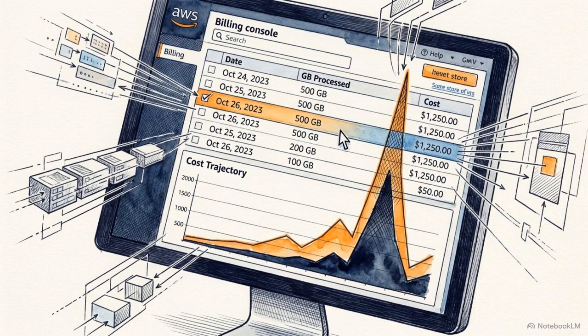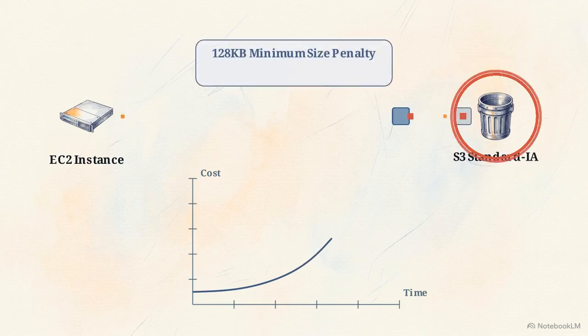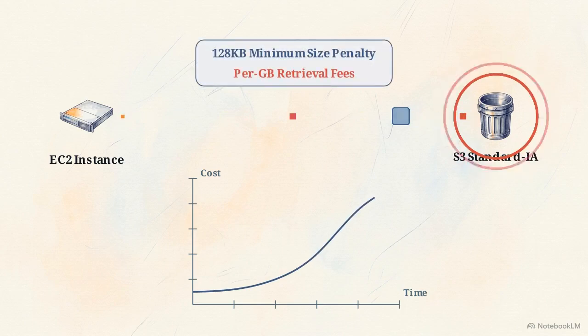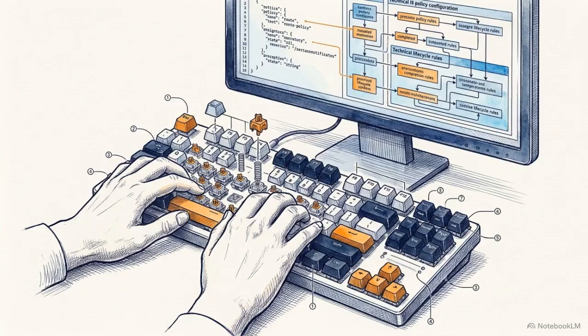AWS offsets the lower storage costs by charging a retrieval fee per gigabyte processed whenever you access the data. If your architecture dumps millions of tiny logs or highly active files into these tiers, the combination of minimum size penalties and retrieval fees will rapidly outpace any base storage savings. Infrequent access tiers are strict financial contracts. They reward compliance and relentlessly punish misaligned access patterns.